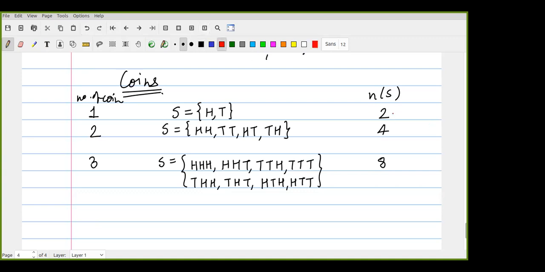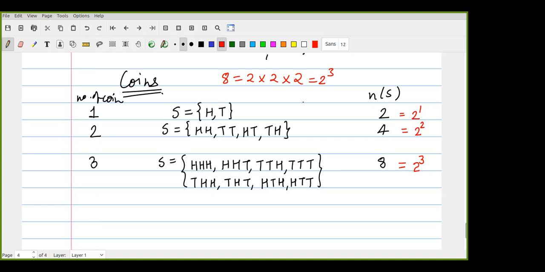And I know that it is not difficult. See, 2 is nothing but 2 raised to 1. 4 is nothing but 2 raised to 2. Now tell me, 8 is 2 raised to how much? 3, right? 8 is 2 into 2 into 2. Now, can you see some pattern in this?